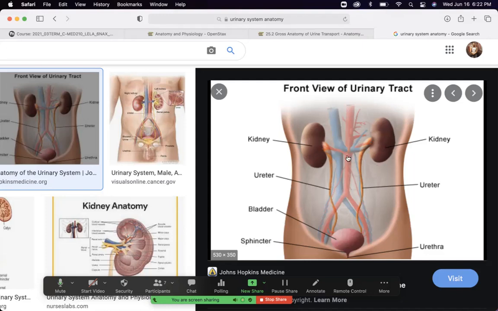Now, you have two kidneys. You don't need them both, but it is optimal to have two. You can live without one, but it's not a good situation, and especially if the remaining kidney isn't performing very well. After the kidneys, you have these tubes, and it's exaggerated in this photograph, in many photographs.